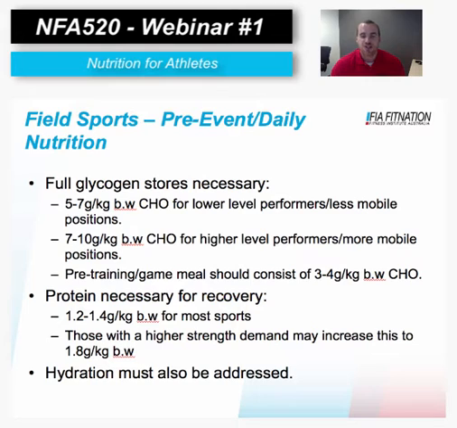Ways in which we can achieve that is through an elevated carbohydrate intake. So on here you can see we've got 5 to 7 grams per kilogram of body weight of carbohydrate for lower level performers or those that are in less mobile positions. However, if you're an athlete that's perhaps performing at a higher level, covering a little bit more ground, working at a higher intensity, then that will increase slightly. So you're looking at 7 to 10 grams per kilogram of body weight of carbohydrate for that category of athlete. Obviously, that's something that you can calculate for your individual athletes using that formula based on their weight.